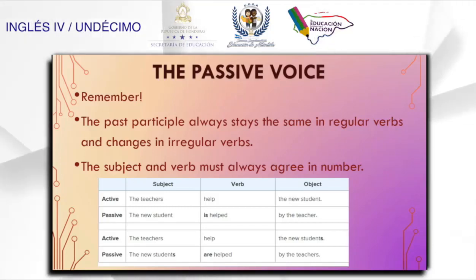Now, the passive sentence becomes: The new student is helped by the teacher. Next, let's look at the next sentence, the active. The subject is the teachers, the verb help, and the object the new students. The teachers help the new students. And in passive, the new students are helped by the teachers.